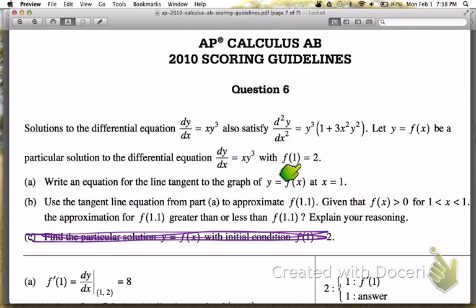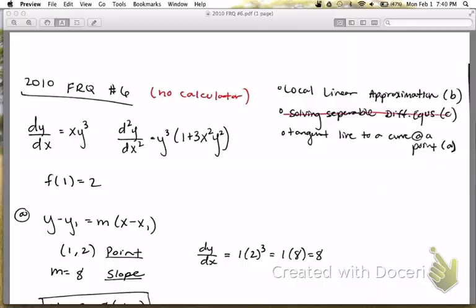They gave us this initial condition. And we also need a slope. And remember that the derivative, dy dx, can help us find the slope. So essentially, I need to know what the slope is at this point, 1, 2. So if I plug in 1 for x and 2 for y, I should be able to figure out what the slope of this line is. And then I can plug it into point slope form.